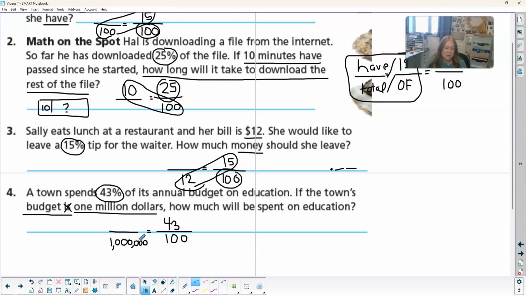So we have $1 million. 43% of that is going to education. So how much will education be?